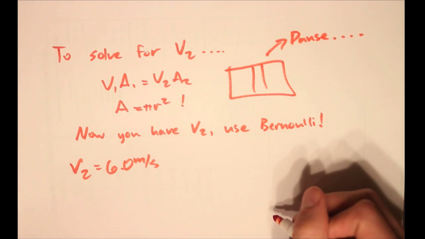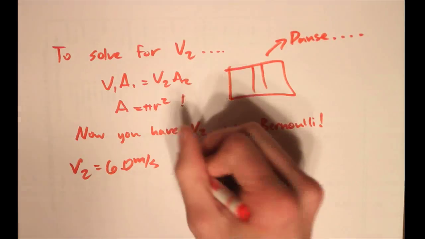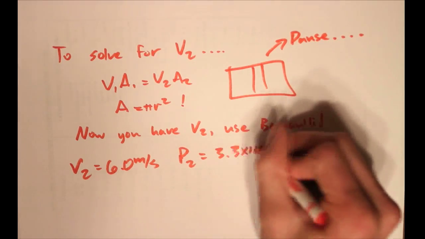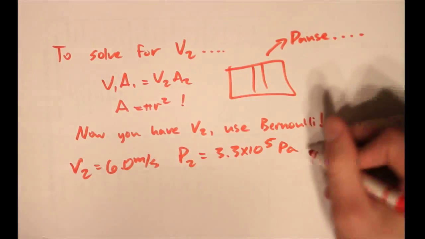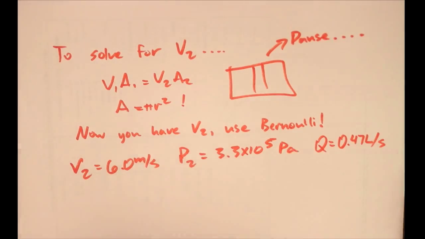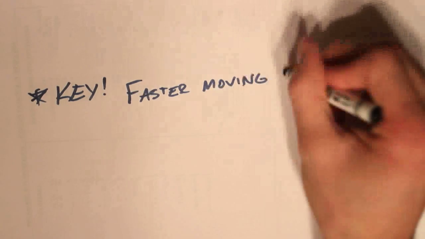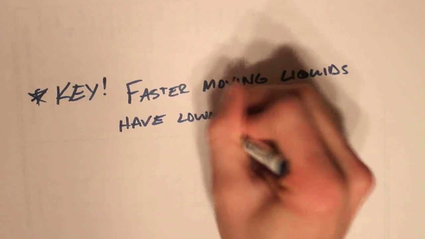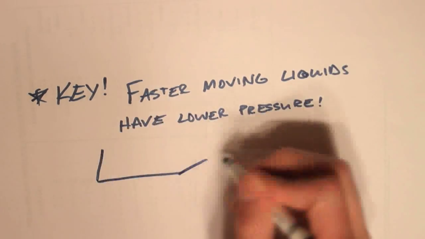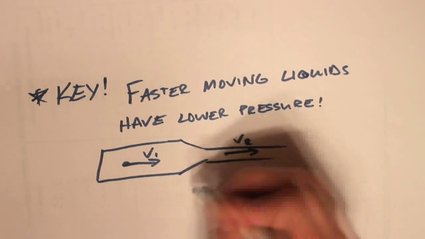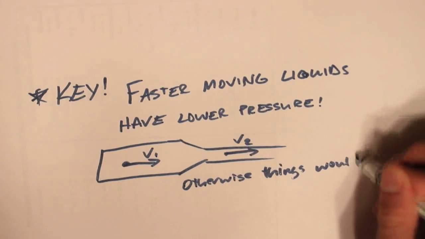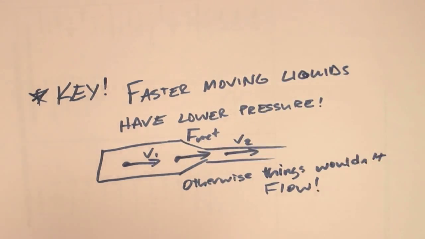The answers you should have gotten are 6 meters per second, the pressure in the top pipe as 3.3 times 10 to the 5th pascals, and the volume flow rate as 0.47 liters per second. One of the most crucial things you can take from this section is that faster moving liquids have a lower pressure, and this is what allows fluids to flow. I don't think I need a drawing to illustrate to you what a problem it would be if fluids didn't flow right.